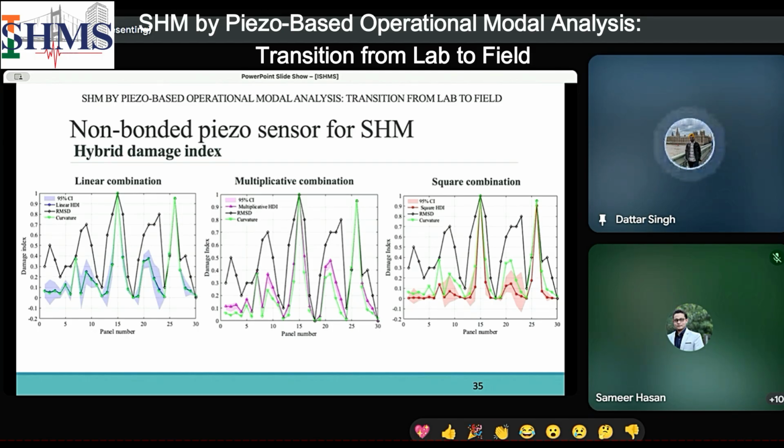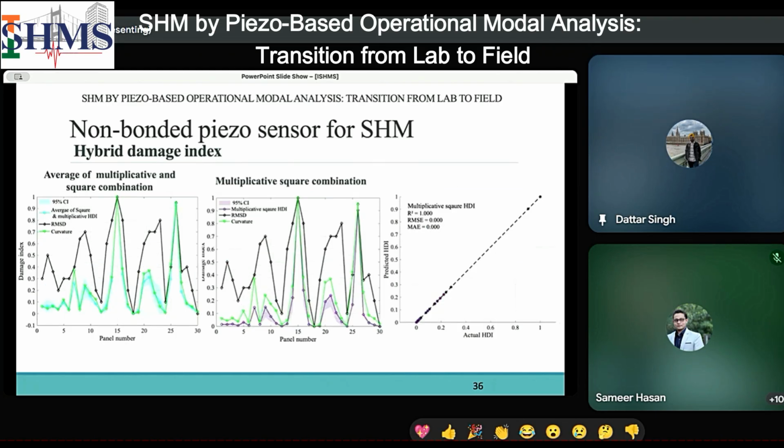But the confidence interval of the hybrid damage index, specifically at non-damaged elements, is very high in the square combination. It means the confidence with which we can state the HDI at the non-damaged elements is low compared to linear or multiplicative. But the confidence interval is very good in the multiplicative combination compared to both linear and square. So we need to develop a combination of both square and multiplicative damage indices.